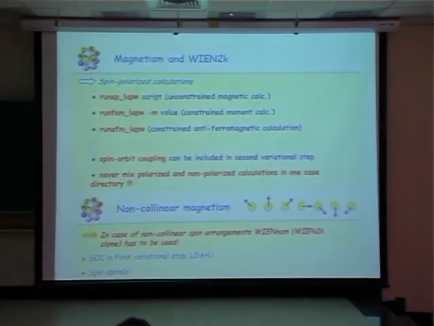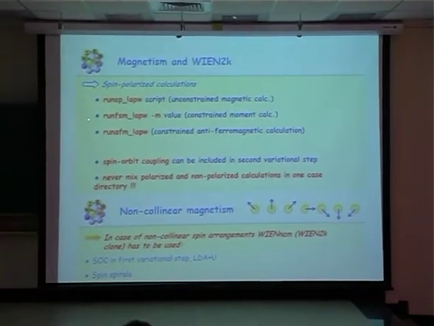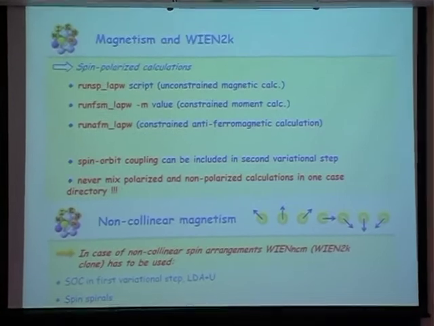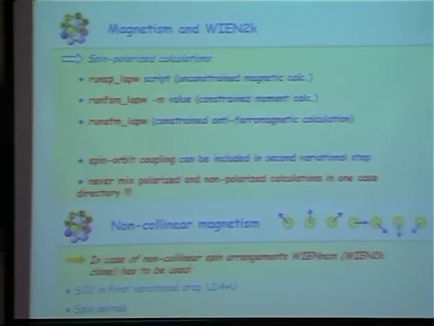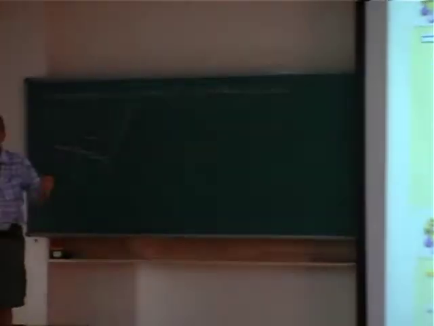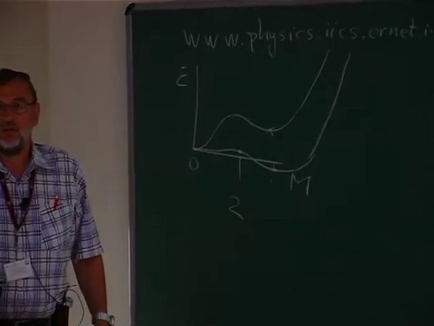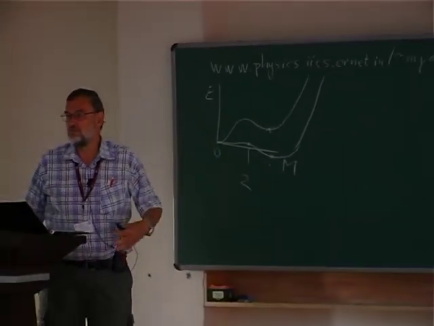Other questions? Okay, so my question was, if I want to do this FSM calculation, so I want to define the magnetic moment and fix it, what do I have to give up then?